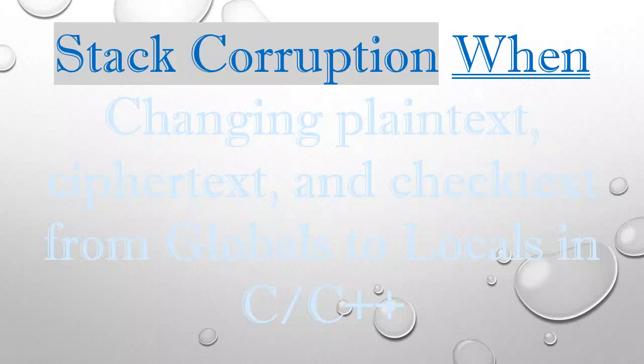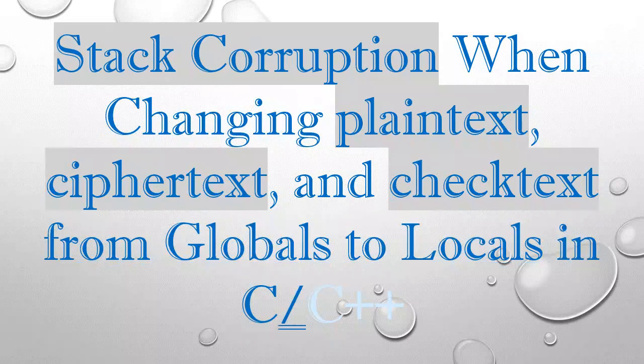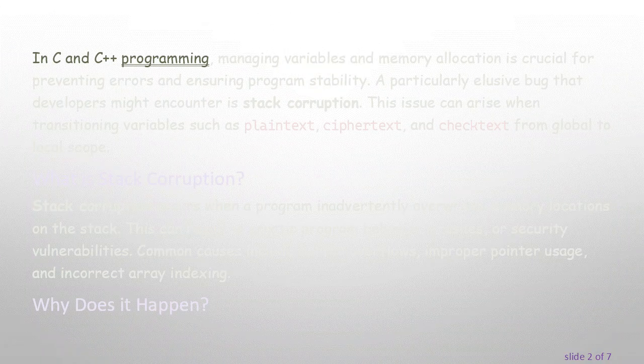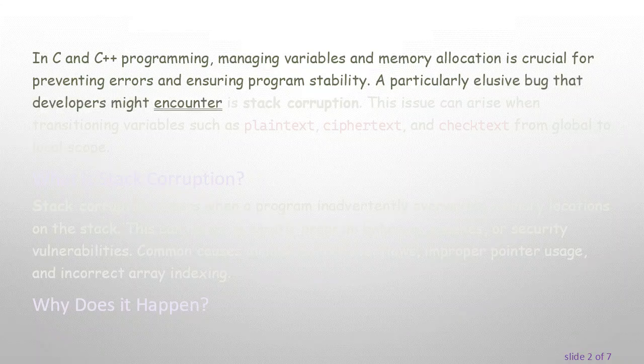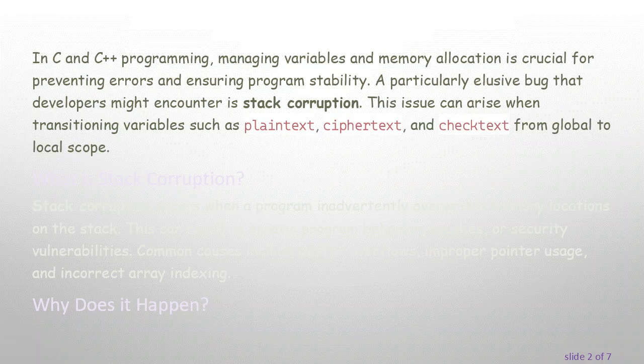Stack corruption when changing plaintext, ciphertext, and checktext from globals to locals in C/C++. In C and C++ programming, managing variables and memory allocation is crucial for preventing errors and ensuring program stability. A particularly elusive bug that developers might encounter is stack corruption. This issue can arise when transitioning variables such as plaintext, ciphertext, and checktext from global to local scope.